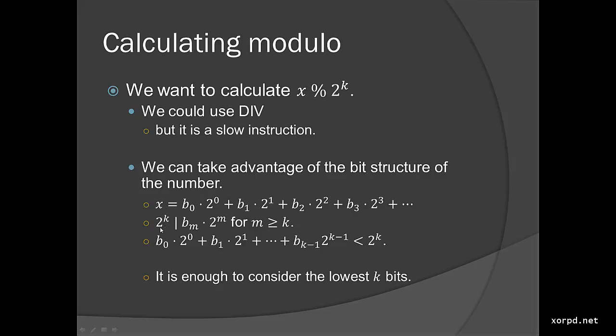And we know that 2 to the power of k actually divides this number if m is greater or equal than k. So if we want to get the modulo with respect to 2 to the power of k, it will be enough to just consider the first part of the representation, which means that it is enough to consider the lowest k bits. We don't care about bit number k plus 1. It doesn't affect the modulo.